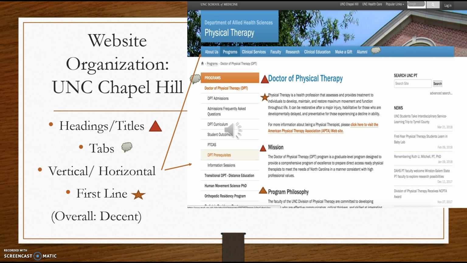The second thing I see are tabs. The tabs read nicely both vertically and horizontally, from left to right and up to down. This is visually appealing and it makes it easy to find information. And the last thing that's kind of nicely done is that the very first line tells you about physical therapy, what it is, and then again in each section, the first line, like the mission statement, very clearly states what the mission of the program is, and so on. So overall, the webpage is decently organized, but it could be stronger in areas.